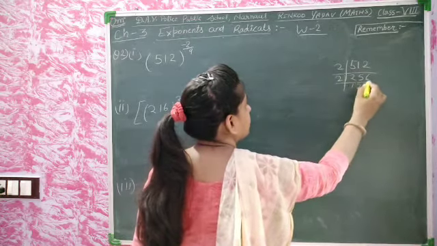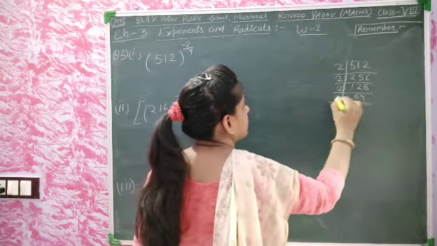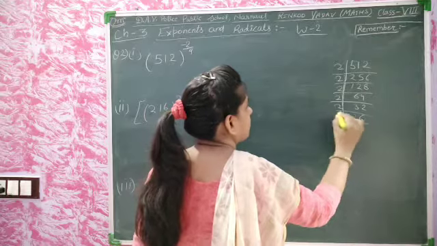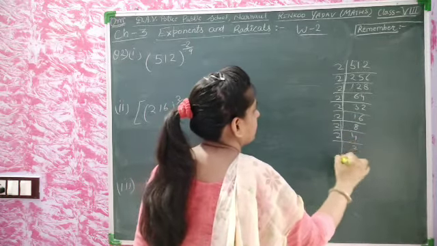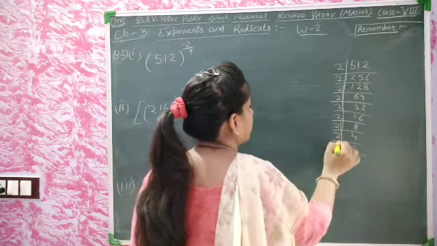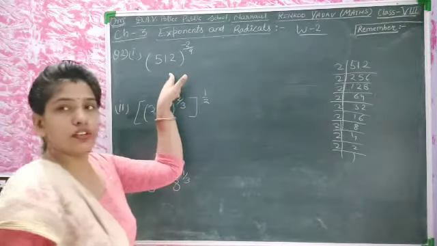2 twos are 4, 2 fours are 8, 2 eights are 16. Working out the powers of 2: 2 to the power 9 is 512.